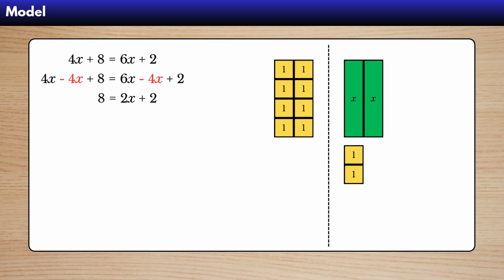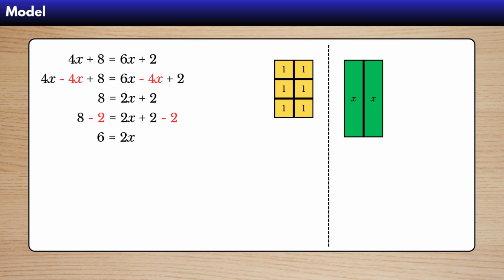We need to isolate our variable term before we can isolate our variable. To do this, we will add 2 negative unit tiles to both sides of the equation or subtract 2. The positive and negative tiles will zero out, leaving 6 is equal to 2x. We know that 2 of x is 6, so by splitting both sides of our equation into 2 equal groups, or dividing both sides by 2, we find out that x is equal to 3.